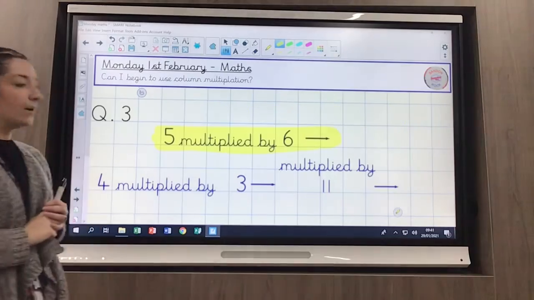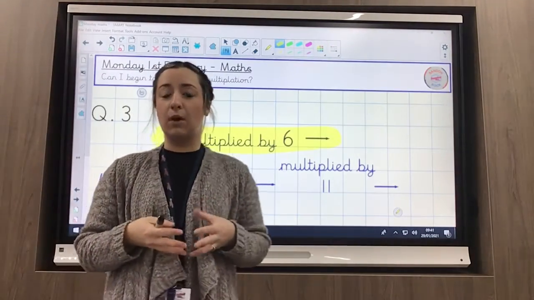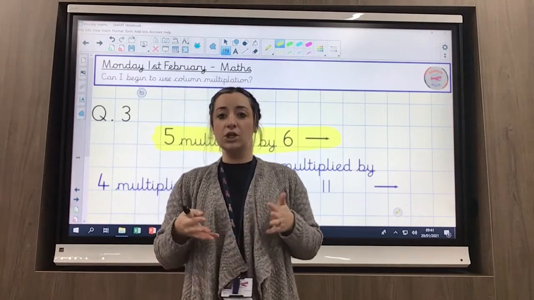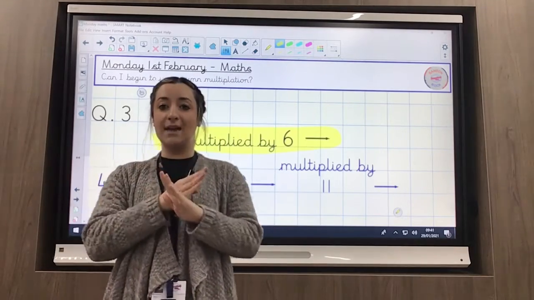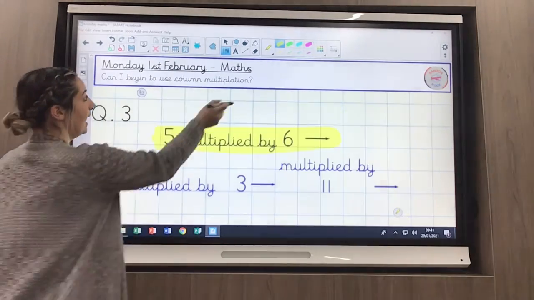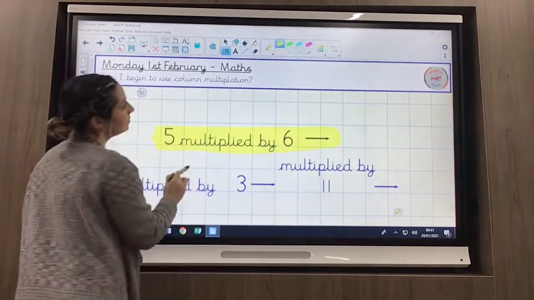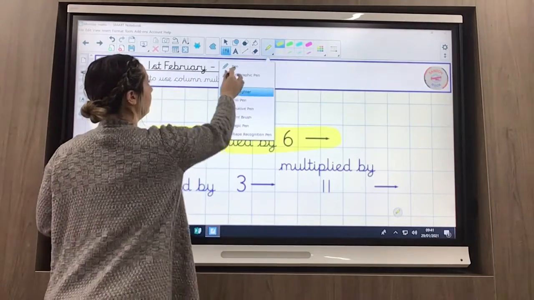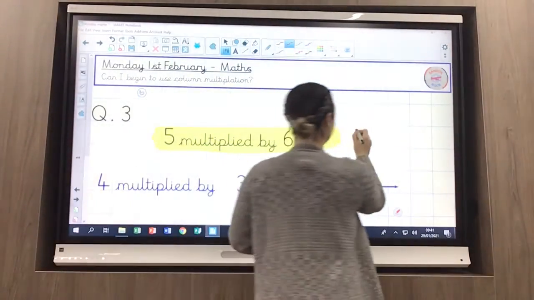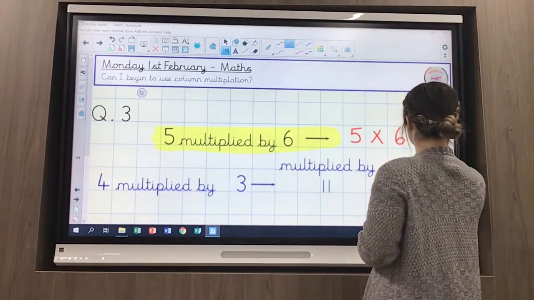Okay, so our example is 5 multiplied by 6. That's very similar to what we were doing in our warm-ups, isn't it? We know to multiply we are timesing, so I need to do 5 times by 6. And that is what it's asking me to do. Go on to the pen. So it's asking me to do 5 times 6.